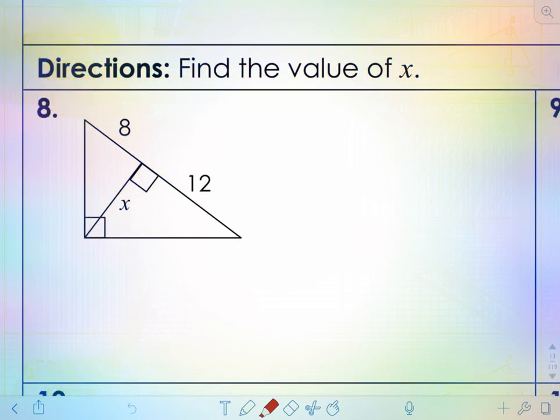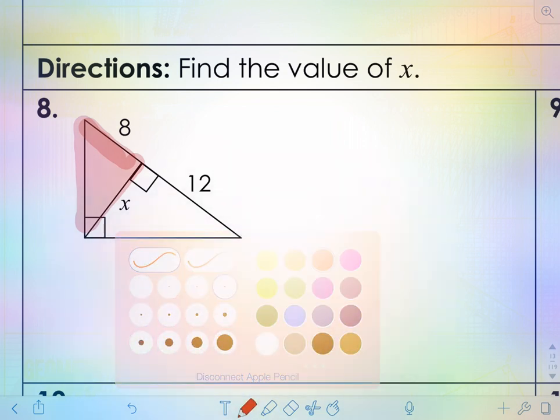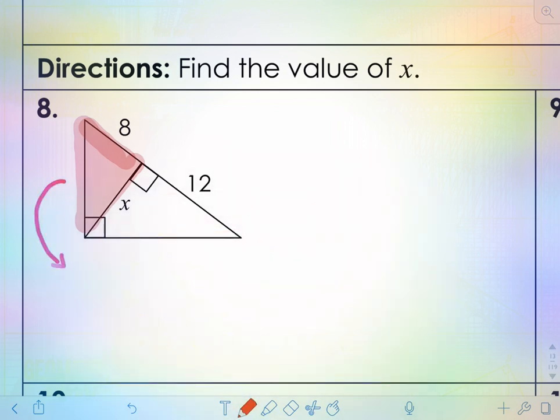Okay, on number 8, we're going to look at the information that was given to us. If you take a look at the triangle that I'm highlighting in red, they give us two pieces of information. They give us the long leg and the short leg. If we rotate this triangle to where the right angle is on the bottom, the triangle would look something like this. 8 would be on the bottom, X would be on the side.